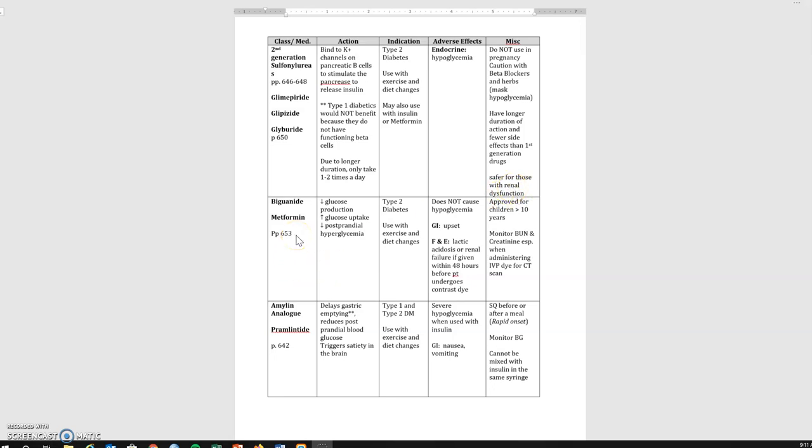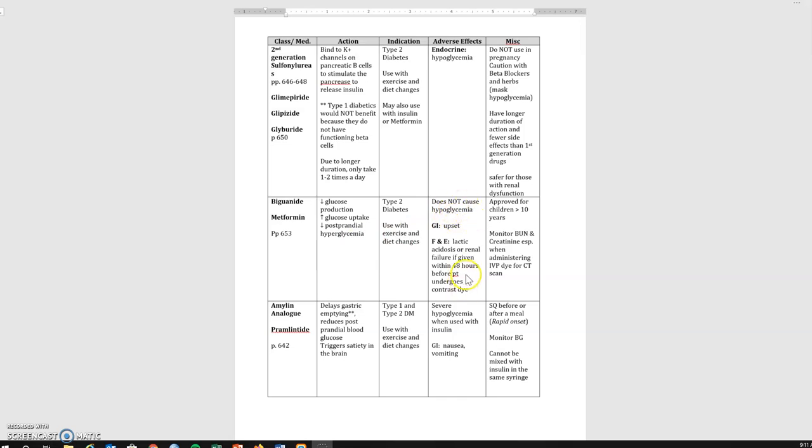Metformin is a common drug that is used to manage type 2 diabetes. It decreases glucose production and increases glucose uptake in the cells. It also decreases the postprandial, or after meal, hyperglycemia that we all have after we've eaten. The advantage of metformin is that it does not typically cause hypoglycemia.